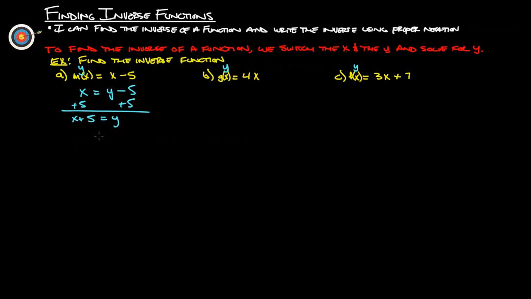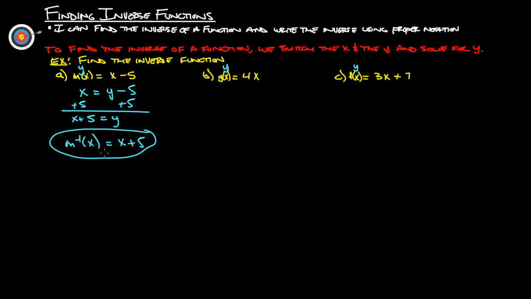Now, just so we know how to use the proper notation for inverse functions, here's how we write it. If we've got m of x equals x minus 5, then we're going to write m to the negative first of x is x plus 5. This says that the inverse function of m of x is x plus 5.